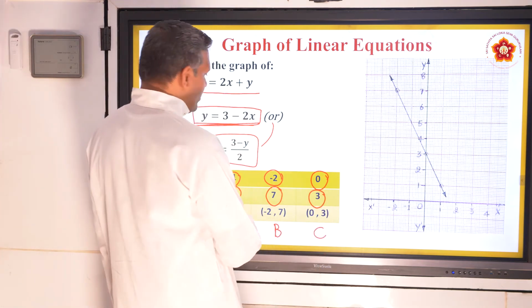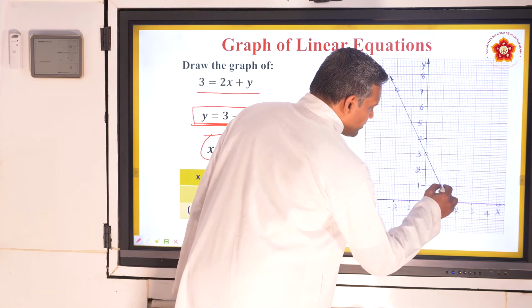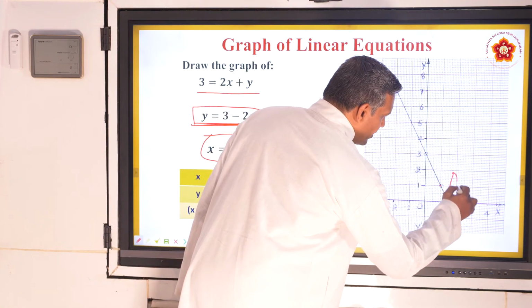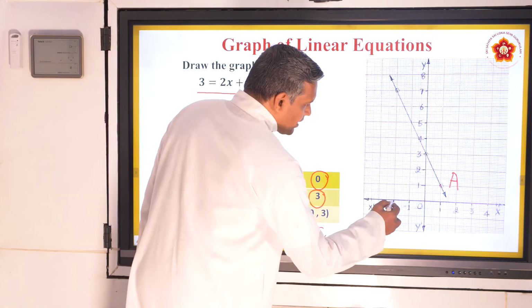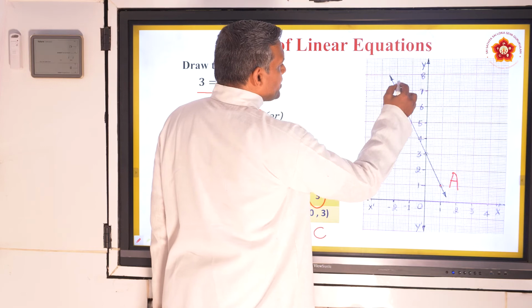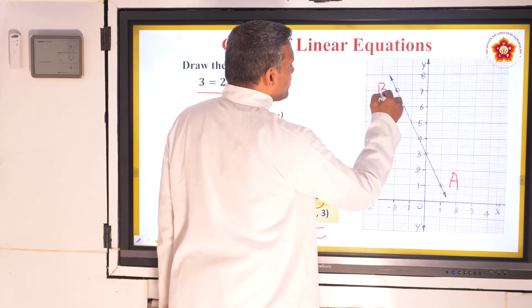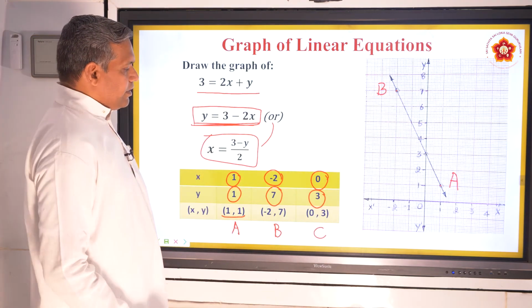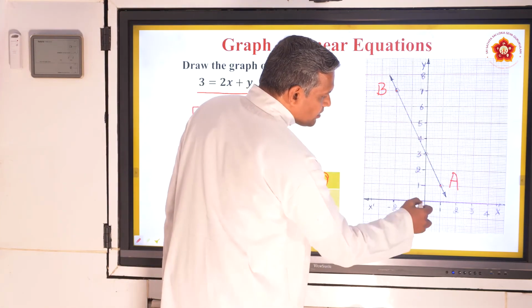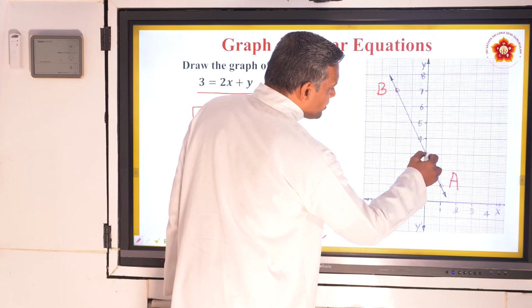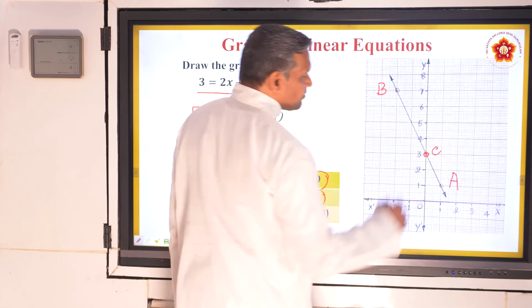So 1 comma 1, I put this 1 comma 1 and I call this point A. And minus 2 comma 7: minus 2 is this side and 7 is this side, and I call it point B. And point C, that is 0 comma 3. 0 is this axis, and 1, 2, 3 is this. This is my point C.